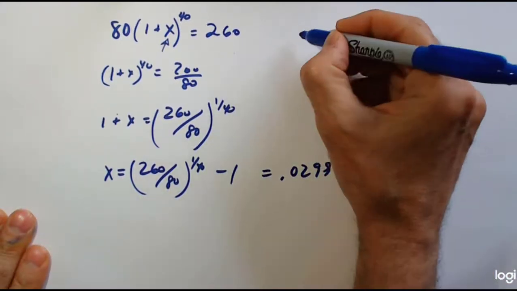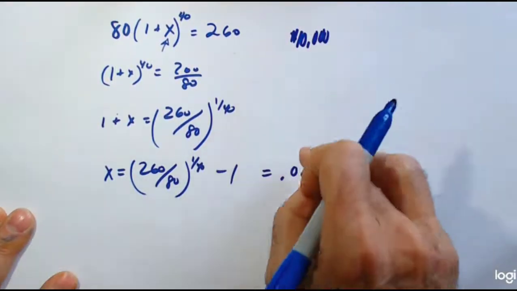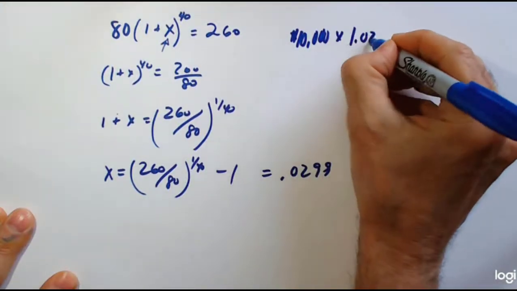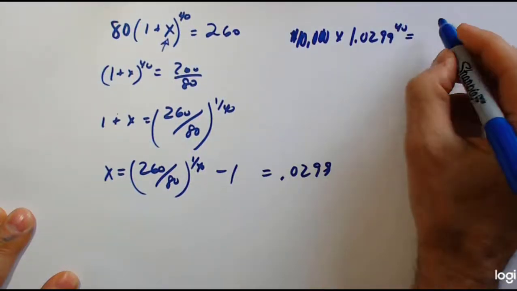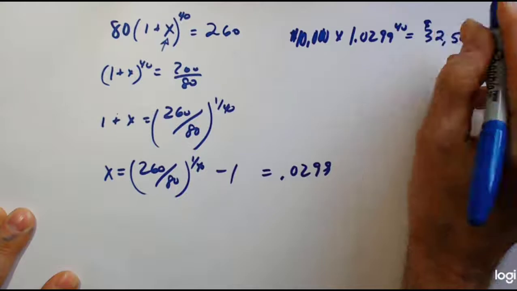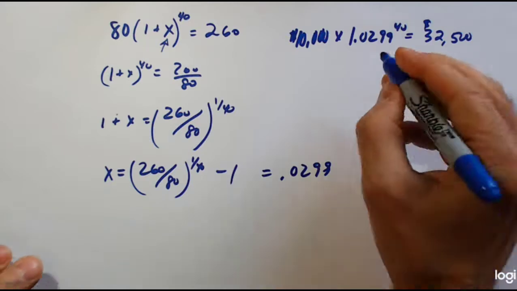And then if we wanted to see, well, what does the $10,000 translate to if it grows at the rate of inflation for 40 years? What would that translate into? $32,500. So if we started out with a $10,000 salary in 1980, and if that salary simply kept up with inflation, it would be equivalent to $32,500 today.